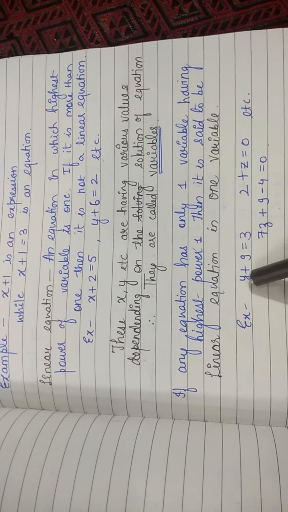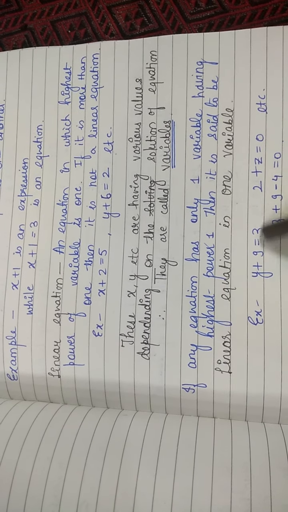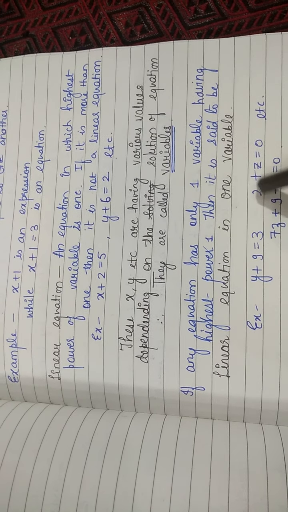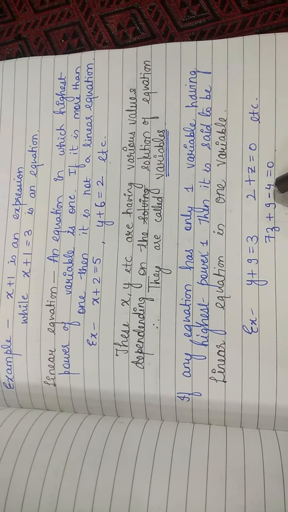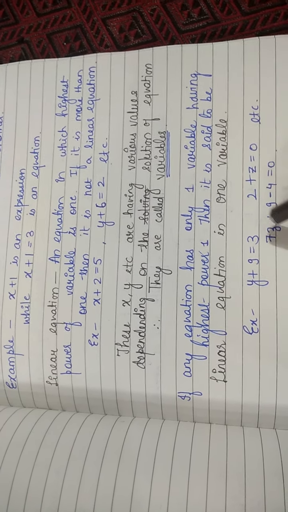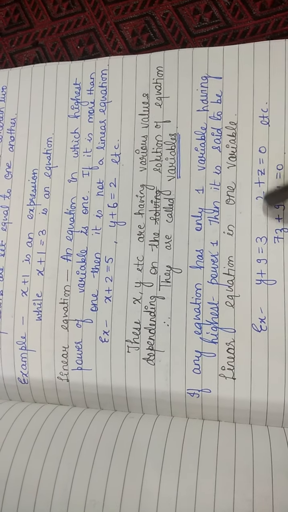For example, y plus 9. Here also the variable's power is 1. That is why it is a linear equation. 2 plus z is also a linear equation. 7z plus 9 minus 4 has 3 terms in it, and still the variable's highest power is 1. Therefore it is a linear equation.